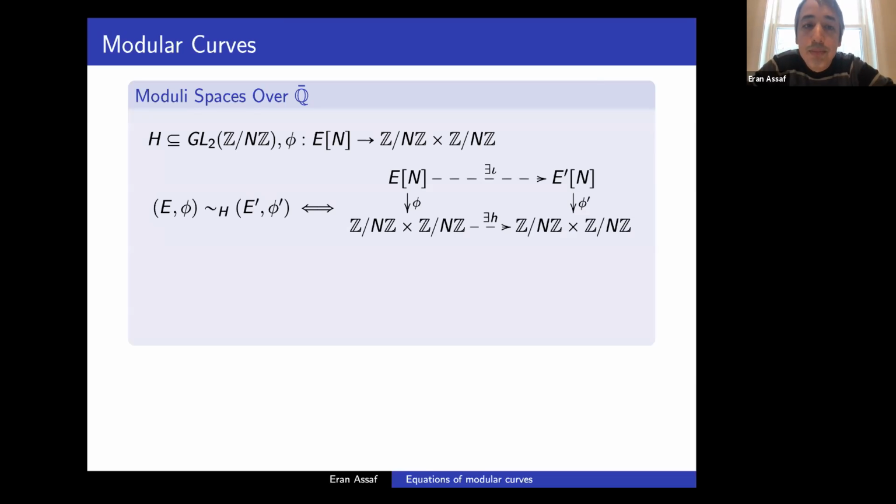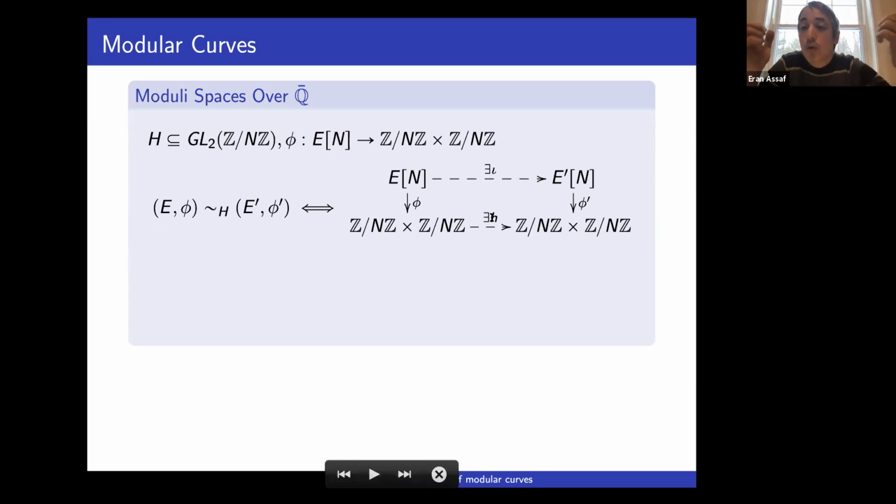Okay, but what in general does this moduli space describe? If we have some subgroup of GL2(Z/NZ), and we have an isomorphism between our points of finite order n and the group Z/n × Z/n, then we can look at pairs, an elliptic curve and such an isomorphism, and identify them when this diagram commutes. So when the isomorphisms are compatible by the action of an element H, which belongs to our subgroup.